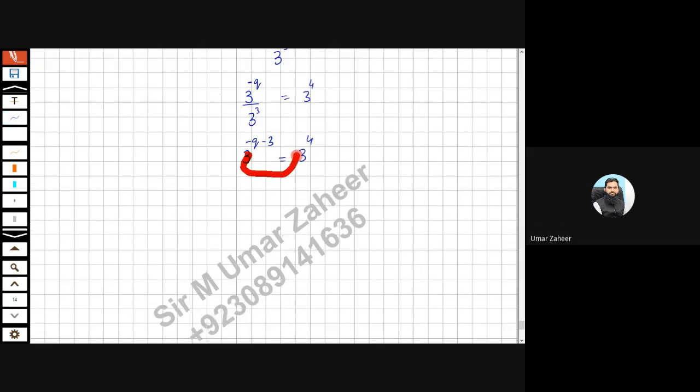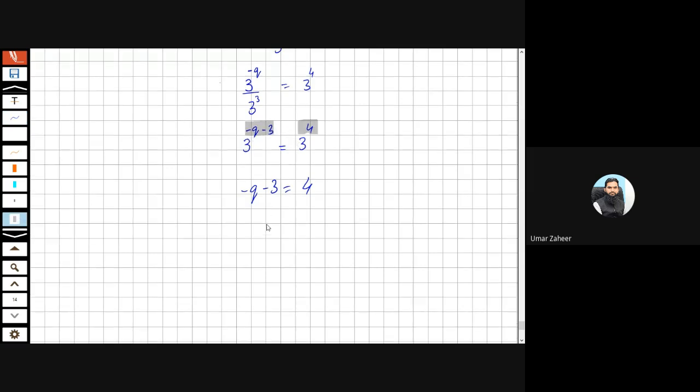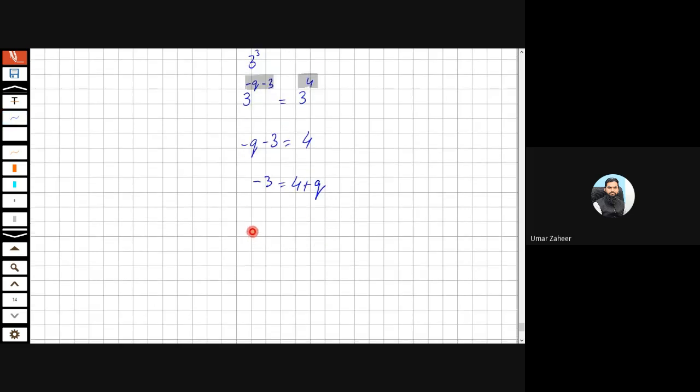Now we have the same bases. There is an equality sign. So by using the rule, minus q minus 3 is equal to 4. Now from here we have to find the value of q. The q is negative, so on the other side this is going to be positive. Now 4 is adding here, on the other side it is going to be subtracted from 3. So the final answer is minus 3 minus 4, which is minus 7.